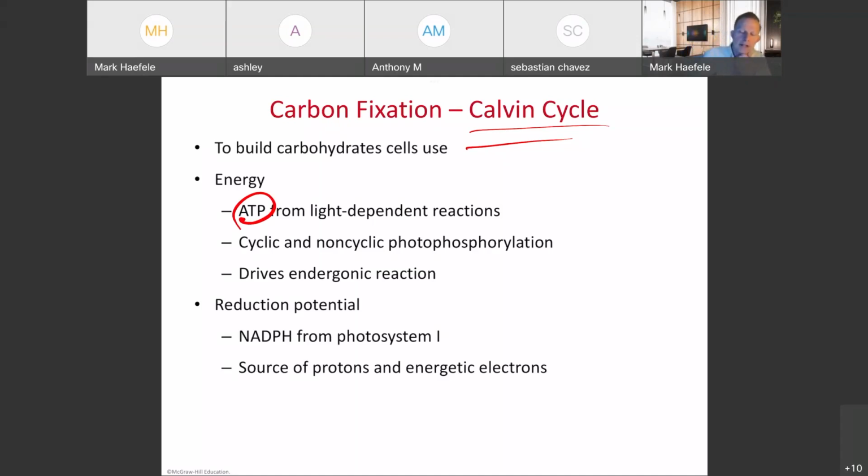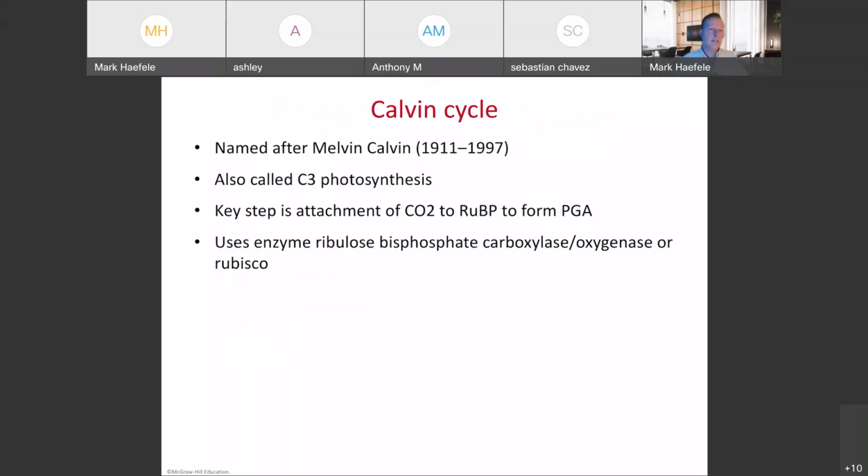This will then drive this endergonic reaction. And then you also have the reduction potential of NADPH from photosystem I, and this will allow you to use it the same way you had with the electron transport chain as a source of energy, where you can dump these electrons and create this kind of proton gradient.